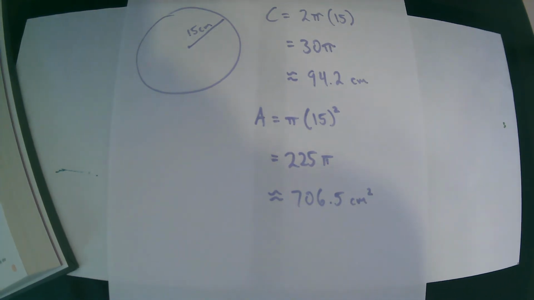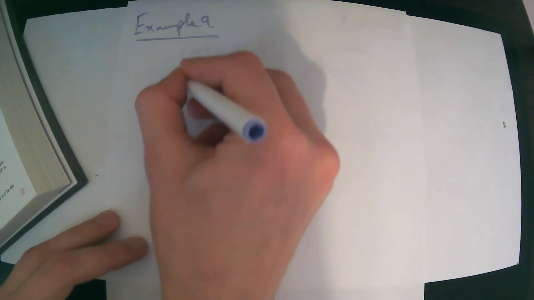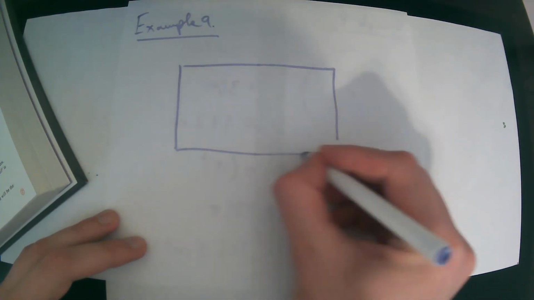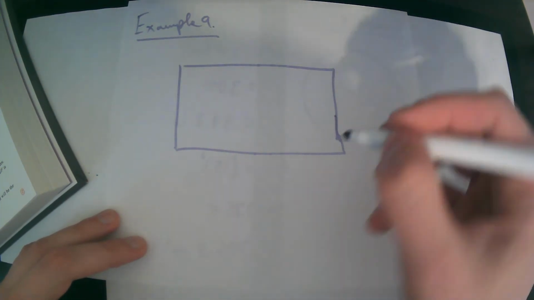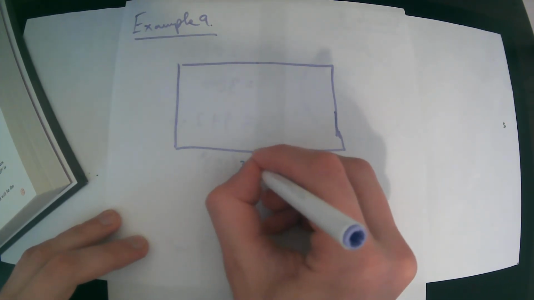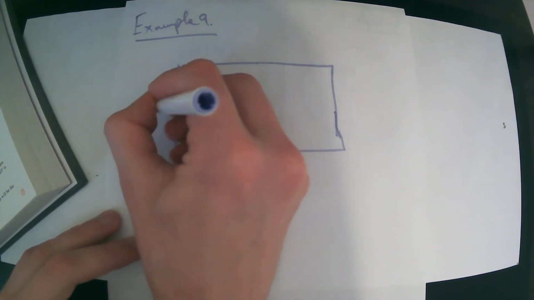Okay, example 9 says to consider the size of the lawn at a local park. The park consists of a grassy rectangular area determined by the dimensions 228 by 380 feet. Okay, 228 feet by 380 feet, so it's rectangular. This is 380 feet. This is 228 feet.